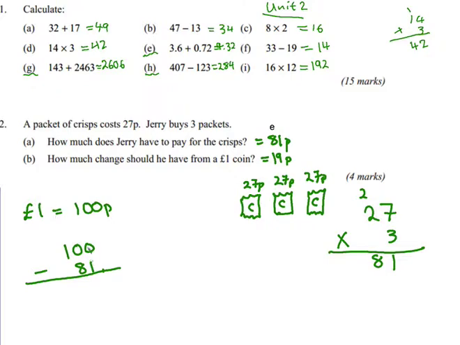We can't do 0 take away 1. We have to borrow 1 from this. We can't borrow 1 from this. We have to borrow 1 from this. Borrowing 1 from that makes this a 10. Now we can borrow from this. But if we borrow 1 from this, this whole thing becomes a 9 and this becomes a 10. 10 take away 1 is 9. 9 take away 8 is 1. So the answer is 19 pence.